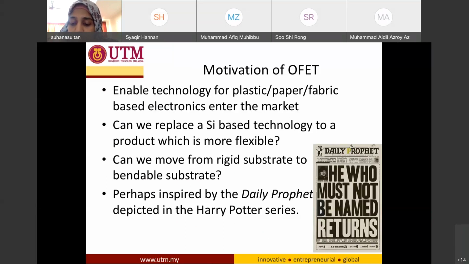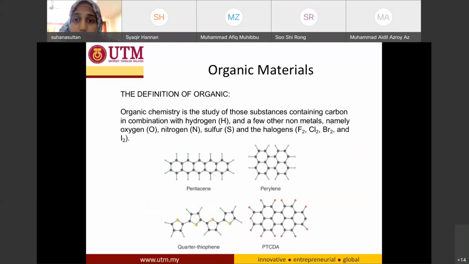So it requires a material that has semiconductor properties, but you can grow it at room temperature, or maybe the maximum temperature is less than 100 degrees Celsius. So that's the idea behind it. So what do you mean by organic? Organic chemistry is the study of those substances containing carbon in combination with hydrogen and a few other nonmetals, namely oxygen, nitrogen, sulfur, and the halogens. So this is the type of material that we are going to deal with in our transistor.